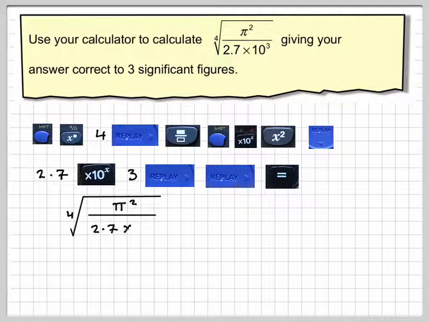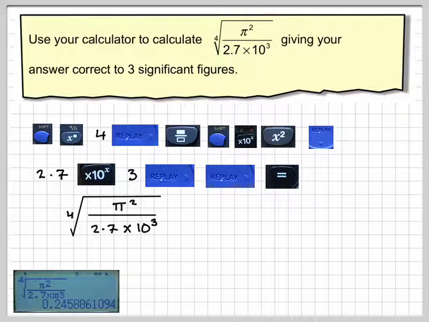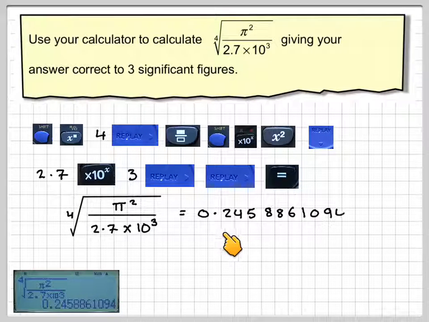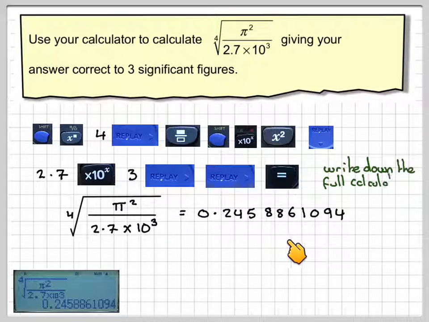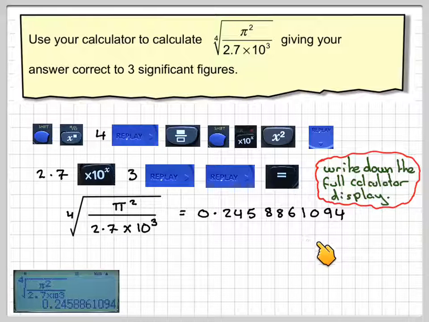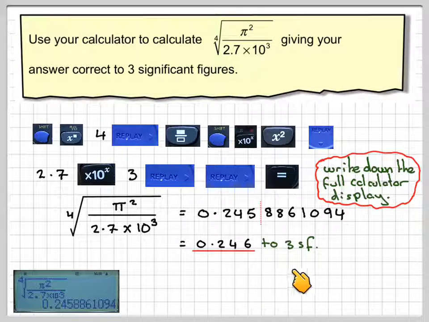So, working this out, on a calculator it will look like this. Okay, and then we write down the full calculator value. So 0.2458861094. We want the three significant figures, so that's the first, the second, the third. This doesn't count. So the 8 will make that 5 a 6, so the final answer will be 0.246.